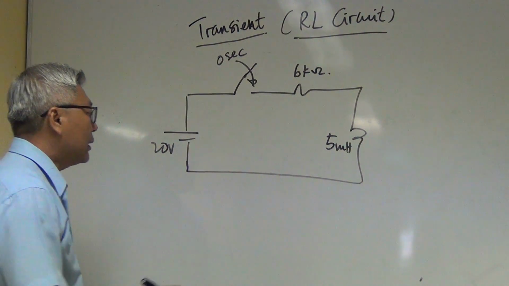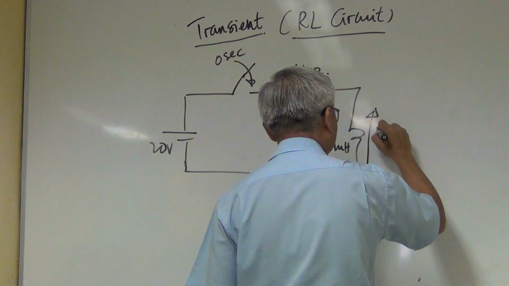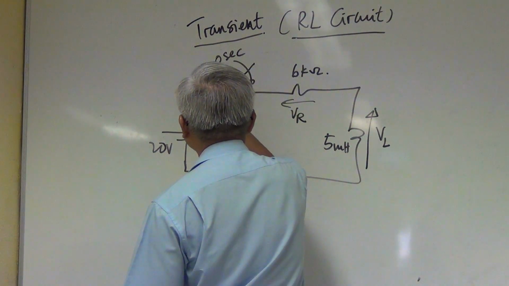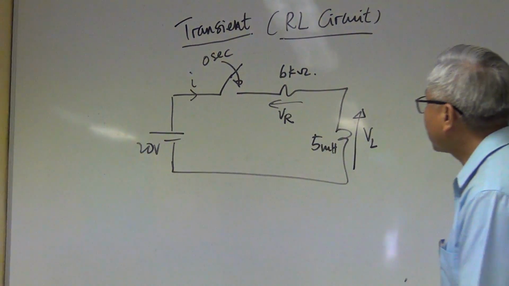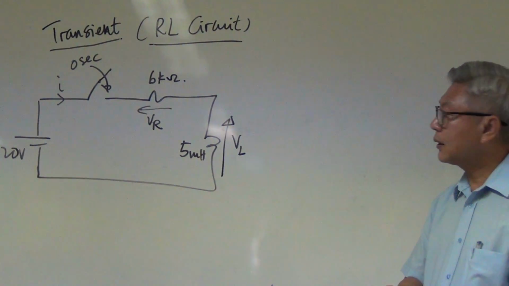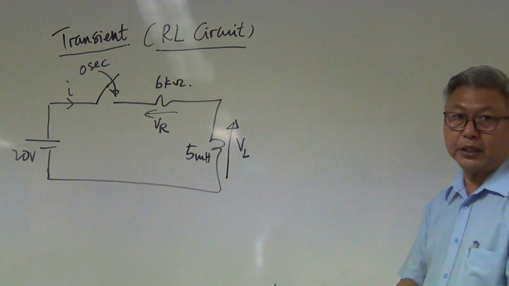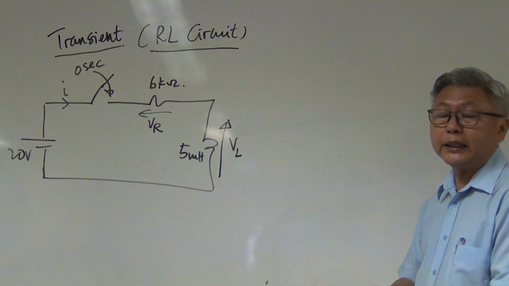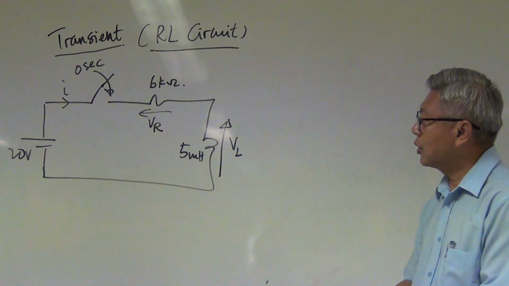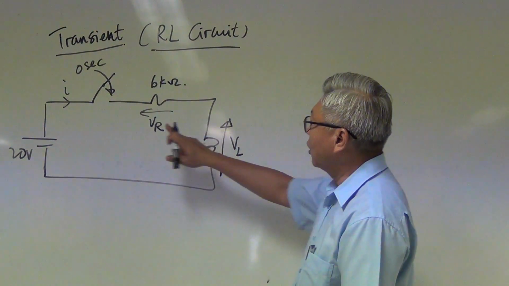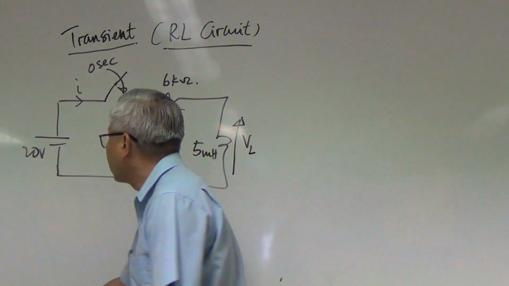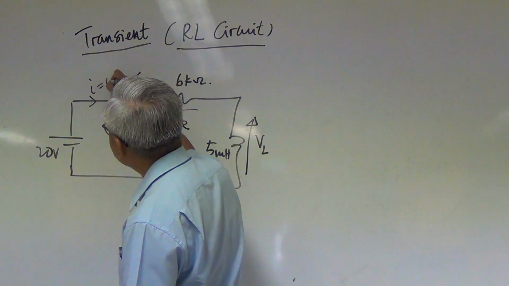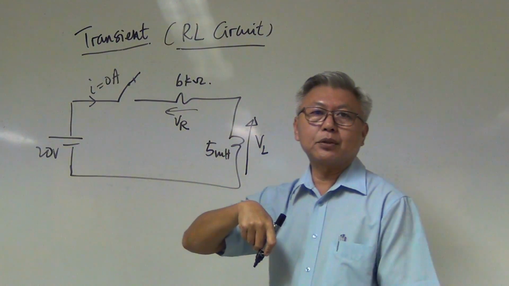Now this is called the voltage across the inductor, this is the voltage across the resistor, and this is the current. Now the story goes like this. The inductor is a very stubborn element. It's a very stubborn person. He has this characteristic that he wants to maintain no change. So before the switch was closed, there is no current passing through the circuit. Agree? No current passing through the circuit.